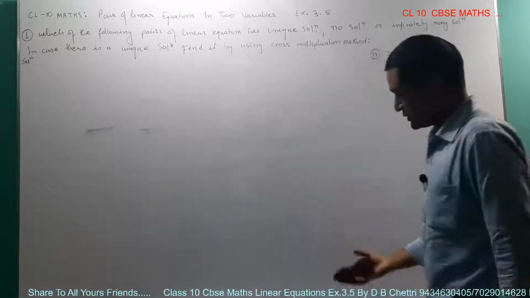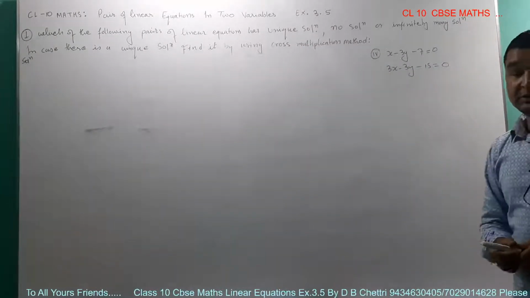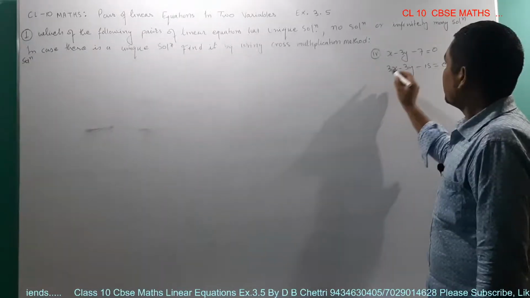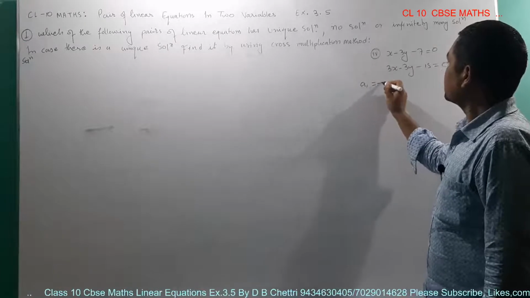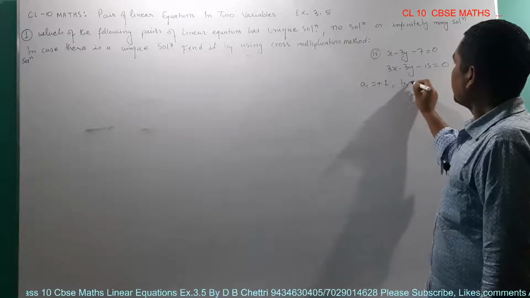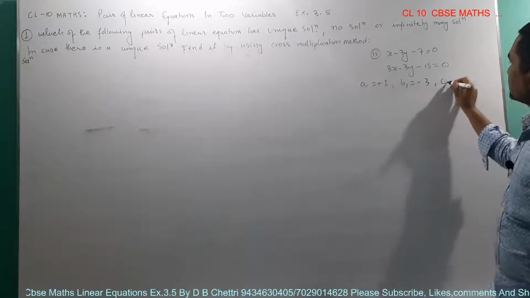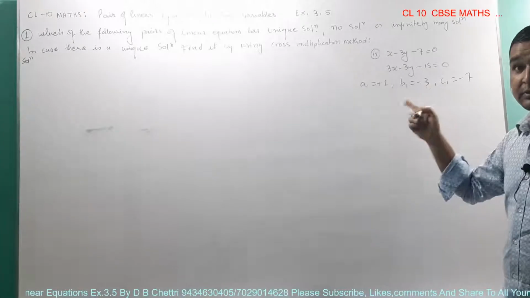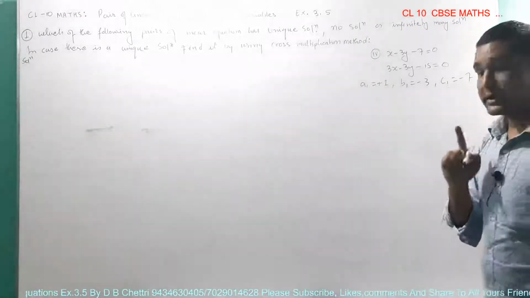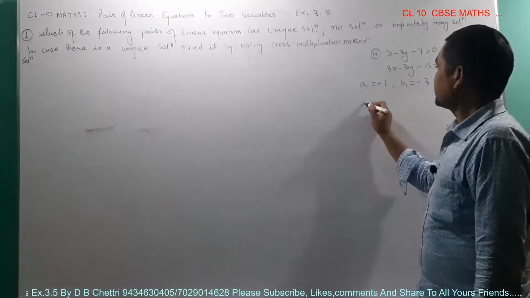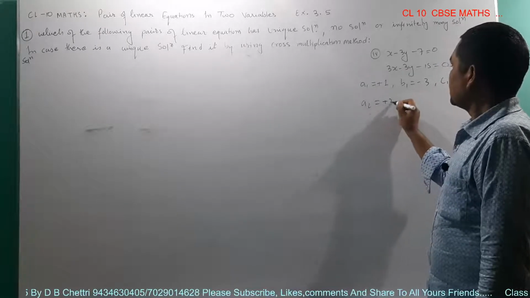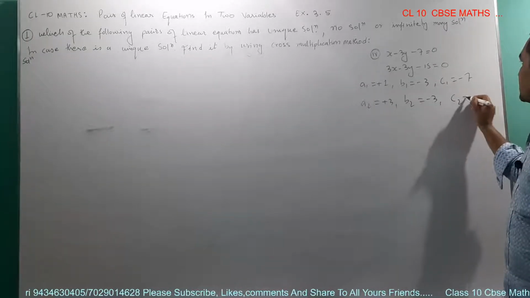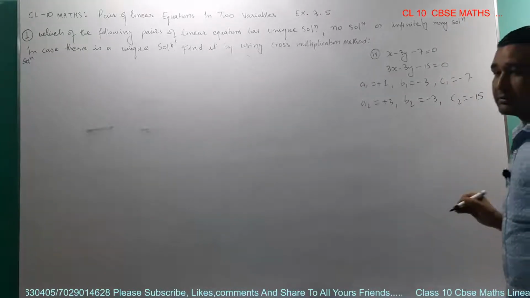Now the fourth question. Let me check what kind of equation this one is. If it is a unique solution, then we will solve by the cross multiplication method. Now from here, a1 is plus 1, b1 is minus 3, and c1 is minus 7. I said while writing the values of a1, b1, c1, a2, b2, c2, please write them with their proper sign. That is very important. Then second, a2 equals plus 3, b2 equals minus 3, c2 equals minus 15.